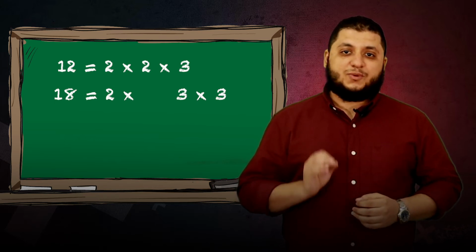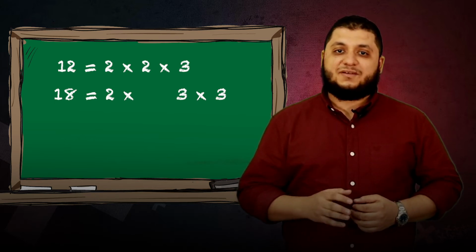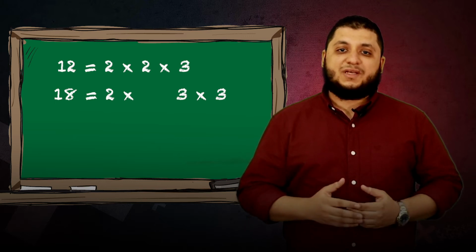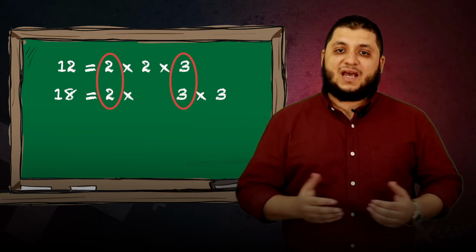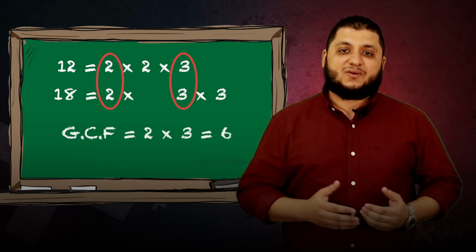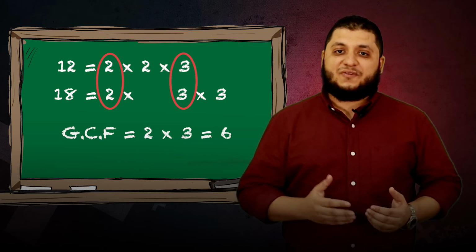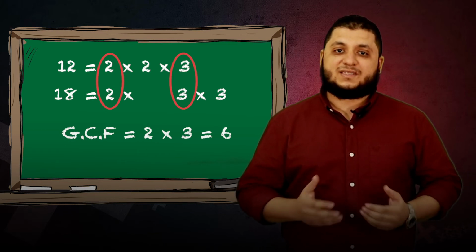And notice not to put any different factors under each other. Now take one from each complete column. So the answer would be 2 times 3 equals 6. So the greatest common factor between 12 and 18 is 6.